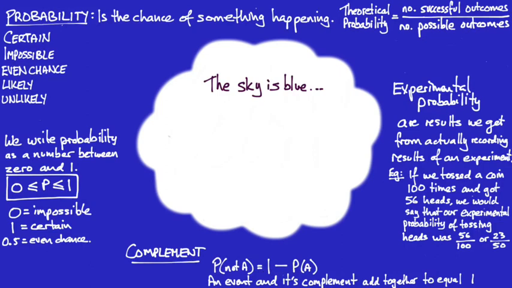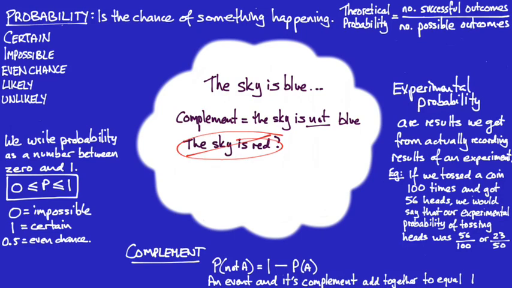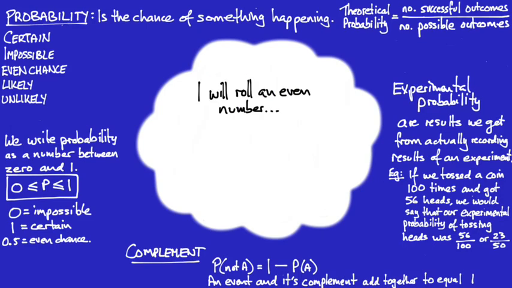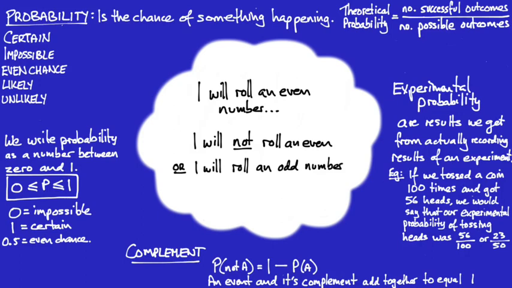So if I made a statement that said the sky is blue, the complement to that would be the sky is not blue. Making a statement like the sky is red is not a complementary event because it doesn't cover all of the other possibilities. The probability I will roll an even number, the complement to that is I will not roll an even number. Or you could say I'll roll an odd number, because even and odd still cover all the possibilities.